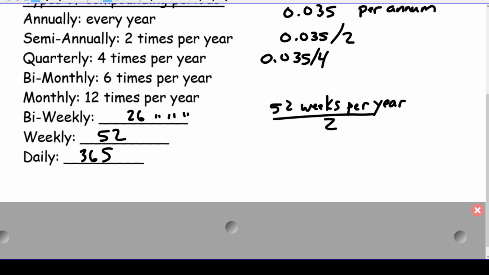And we need to know that because if a question says that something is compounded quarterly, you have to do something special to the interest. And we're going to see that in the next example.